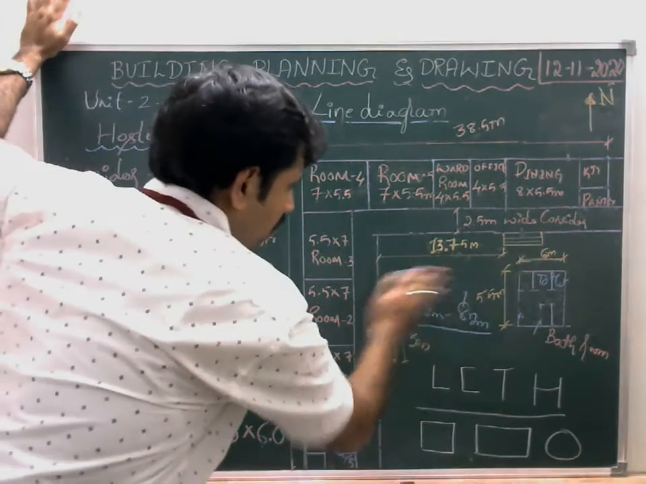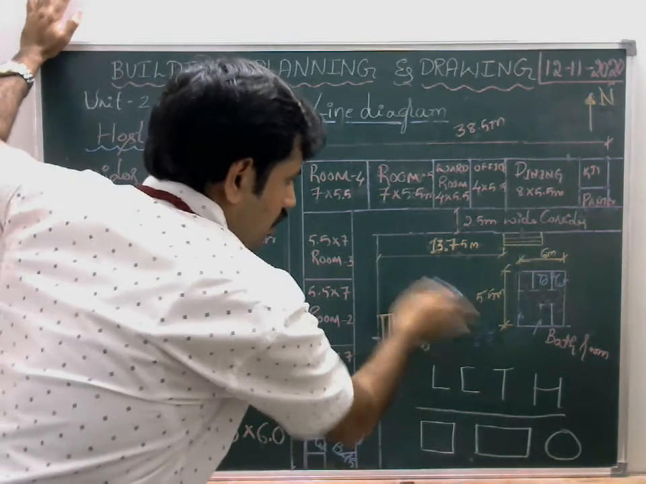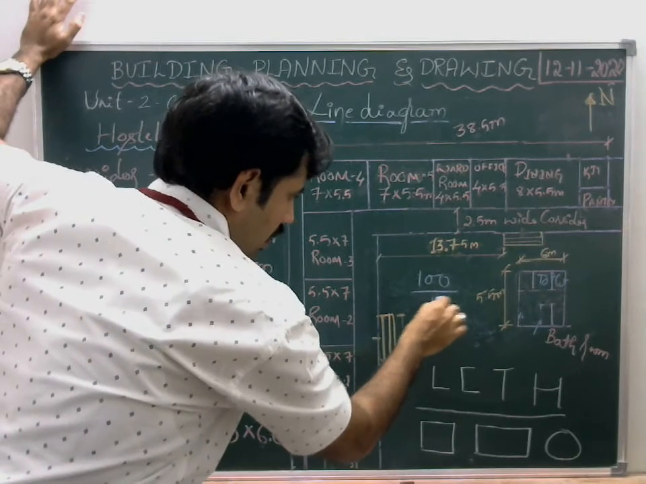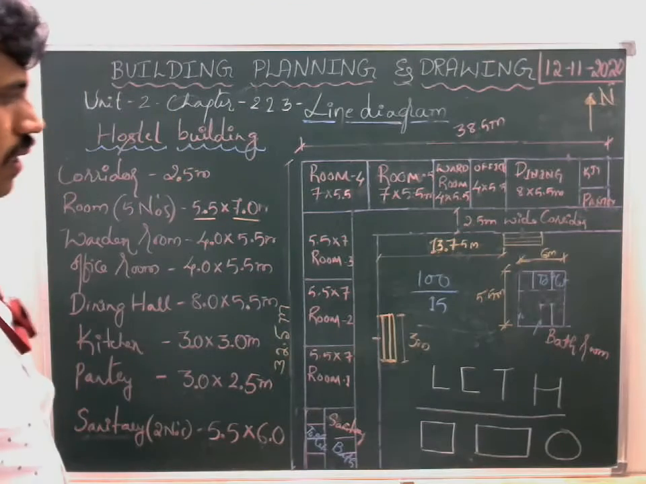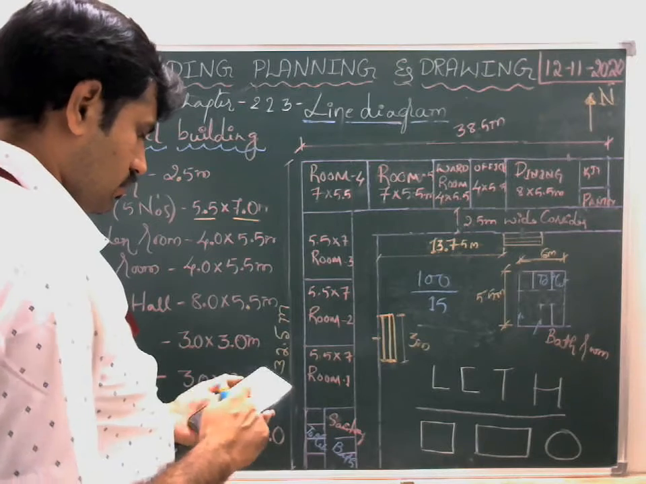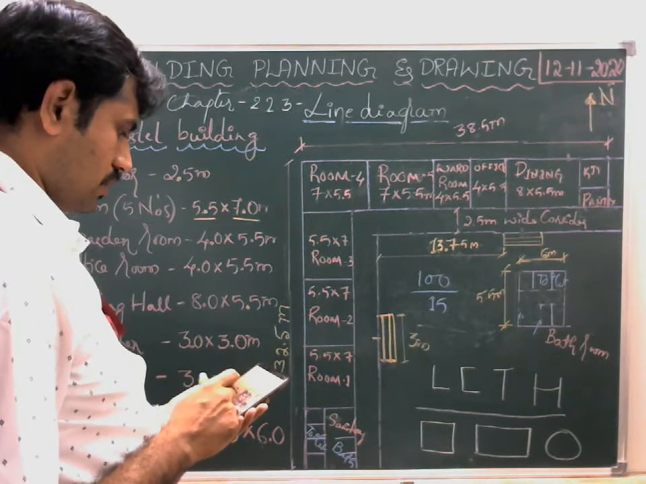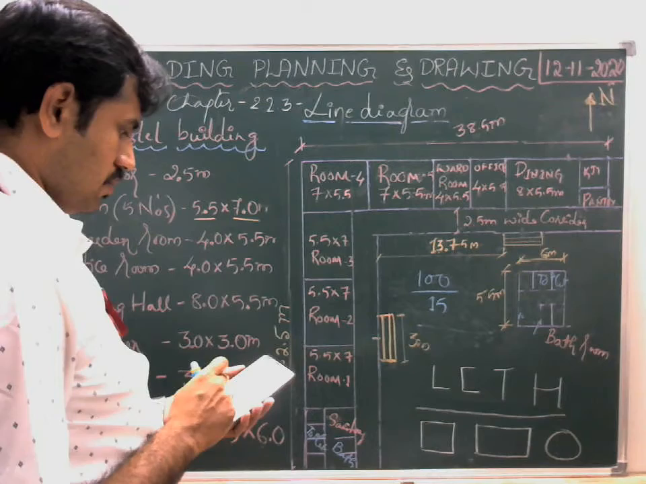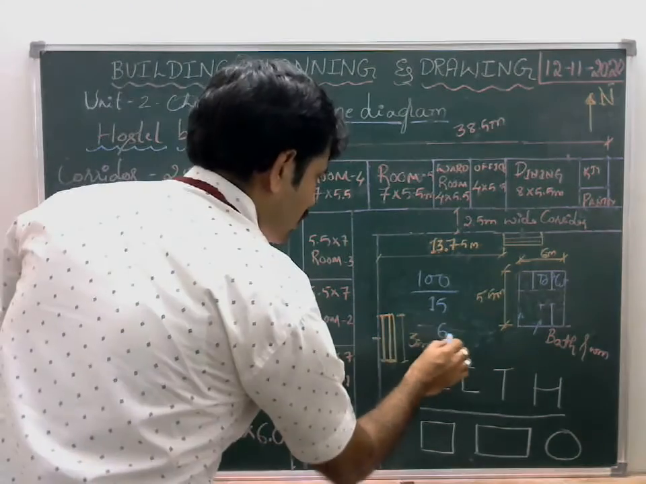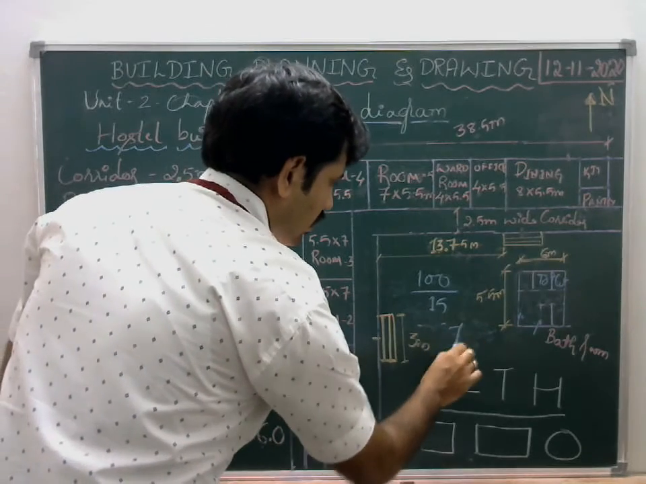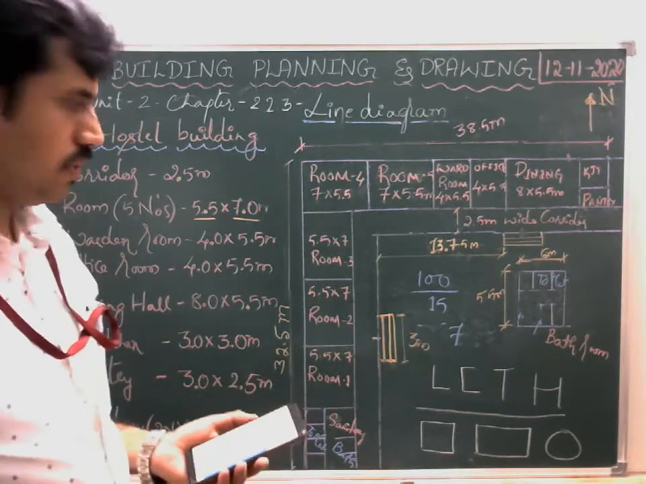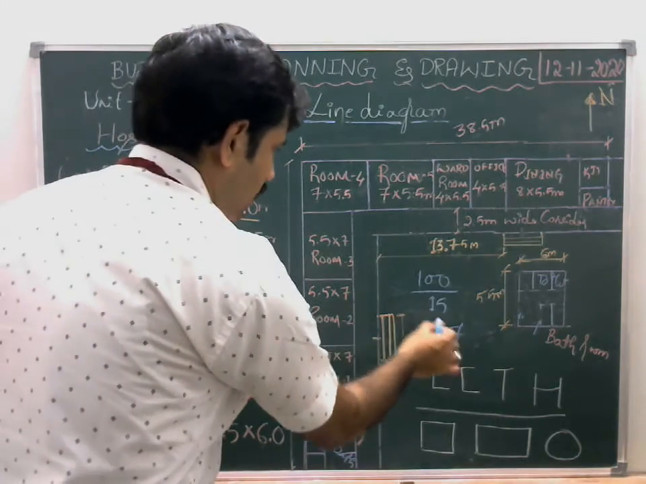So I will tell you now, 100 people, 15 minutes each. 100 people are there, and 15 minutes are needed, so what about the calculation? Just a minute, let me calculate and I will write that. So it comes around 6.66. So I will take this as 7.